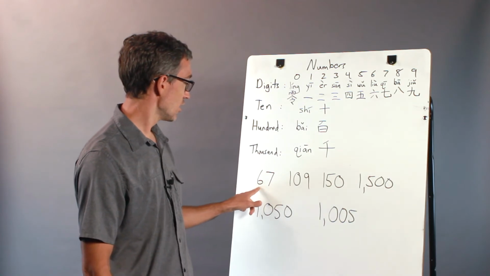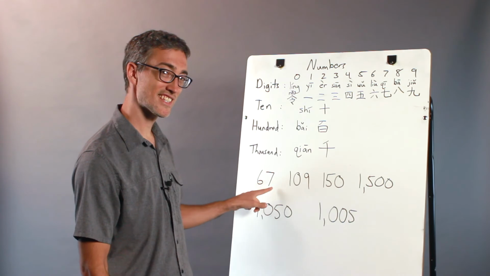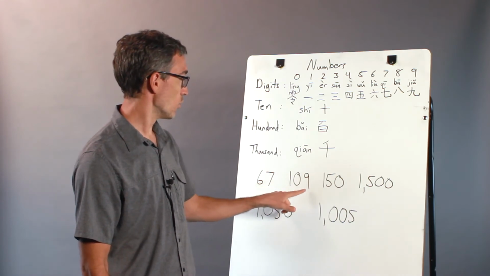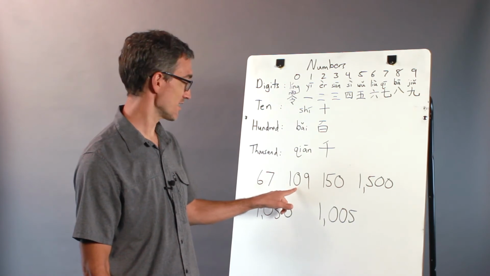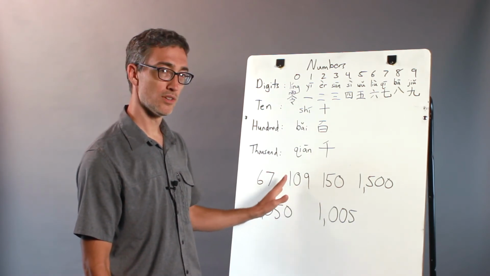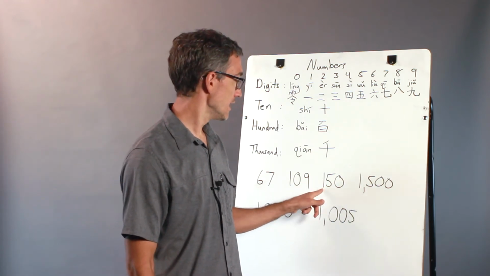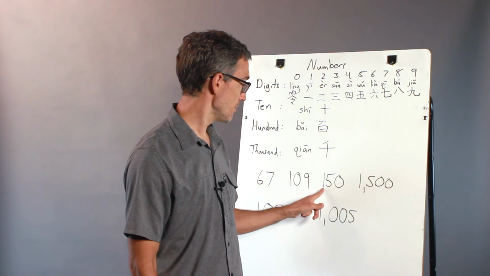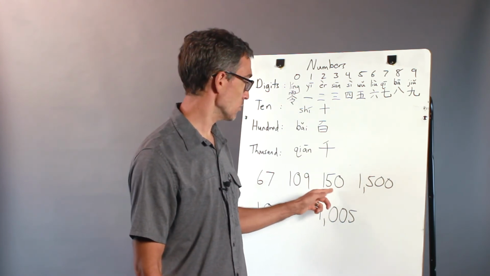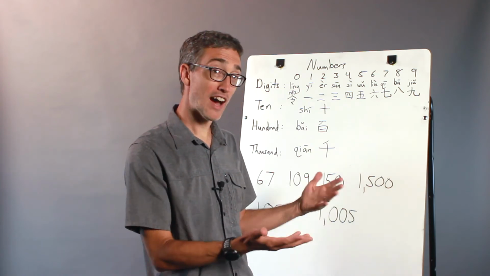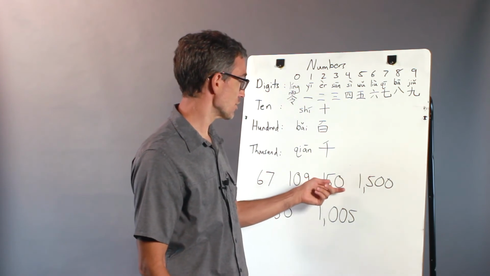Okay, so this is 67, that's 6 tens. 67. 109, we skipped the tens unit, so we have to say ling. 109. 150, the full phrase would be 1 hundred 5 tens, 150, and because it's not 155, we just stop at 10, right? So it's 150.